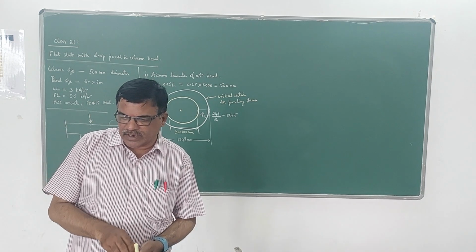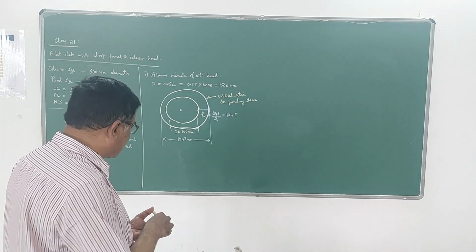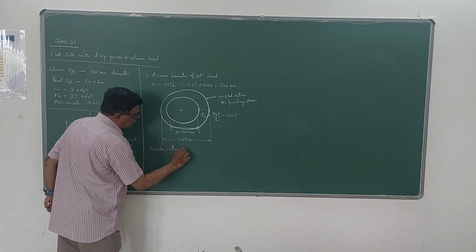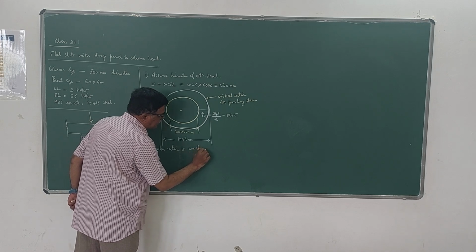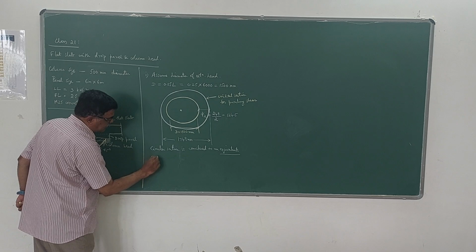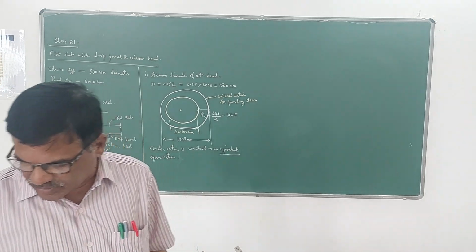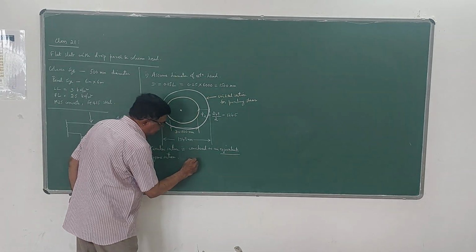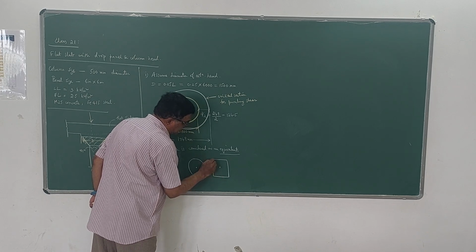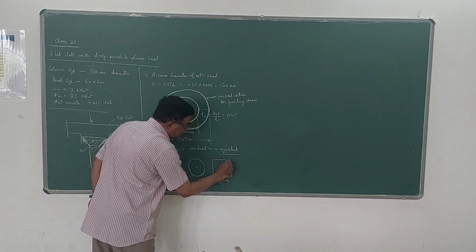Now, what we have to do here is, normally the circular section is considered as an equivalent square section. Circular section is transformed, or considered, as an equivalent square section. If you want to find the side of the square section, the meaning here is, this is the circular section, and I am going to convert it into a square section so that the areas remain the same. So the area of the circular section and the area of the square section should be the same. If I take the side of the square as a, I have to find this a value.